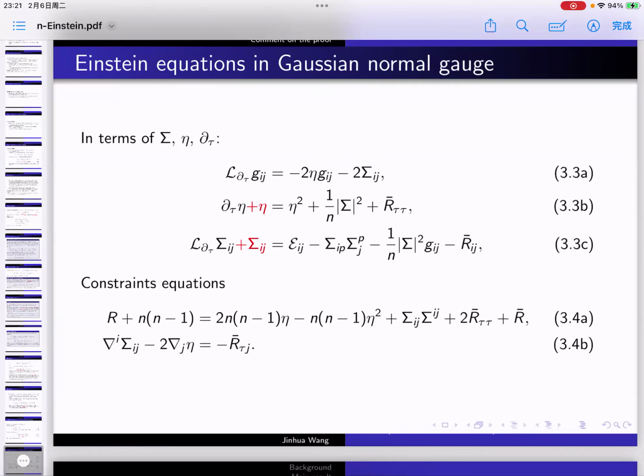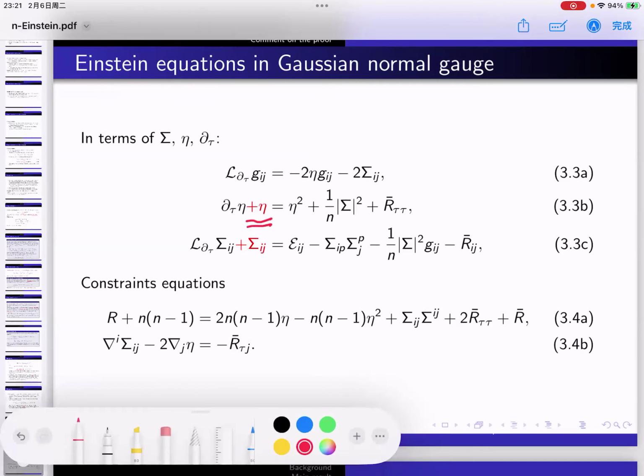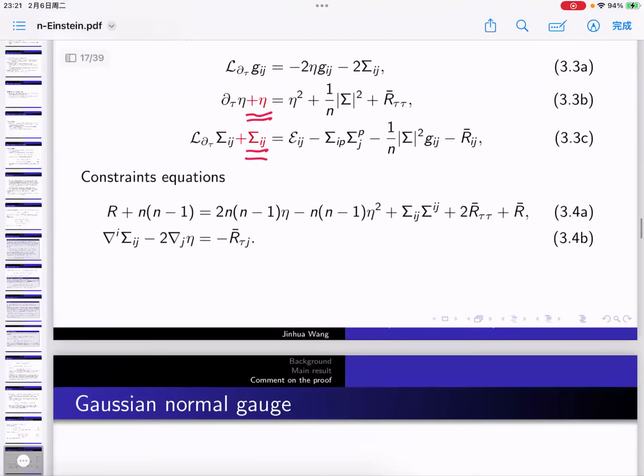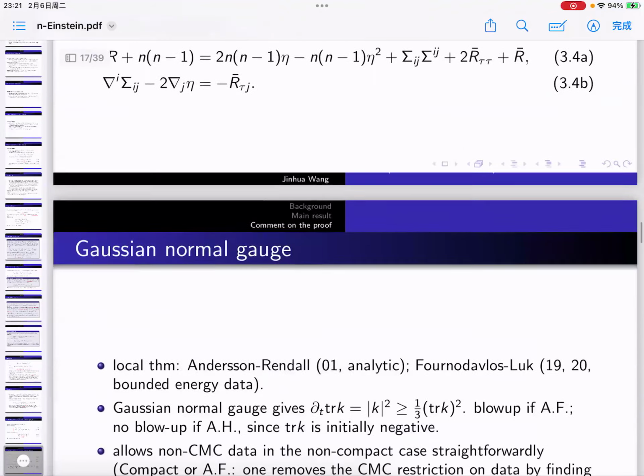Because of the expanding geometry, we also have these positive linear terms on the left-hand side of the transport equation for sigma and eta. These two terms will give the almost t^{-1} decay rates for eta and sigma. And we also have this constraint equation.